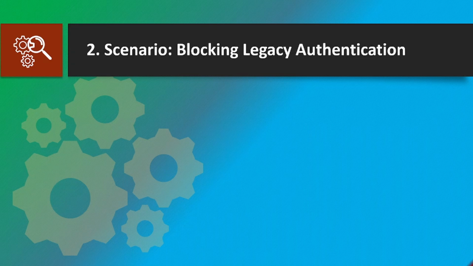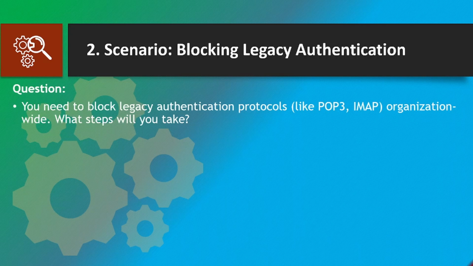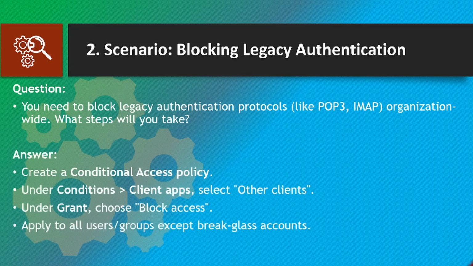Moving to next one. Second scenario, blocking legacy authentication. Question: you need to block legacy authentication protocols like POP3, IMAP, organization-wide. What steps will you take? Answer: create a conditional access policy. Under conditions, go to client apps, select other clients. Under grant, choose block access. Apply to all users groups except break-glass accounts.